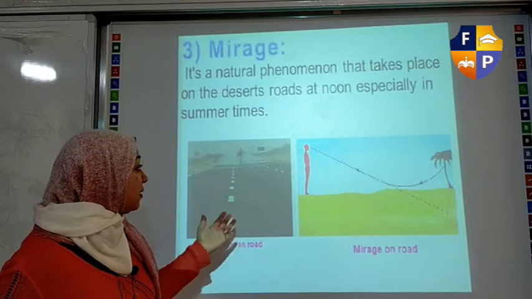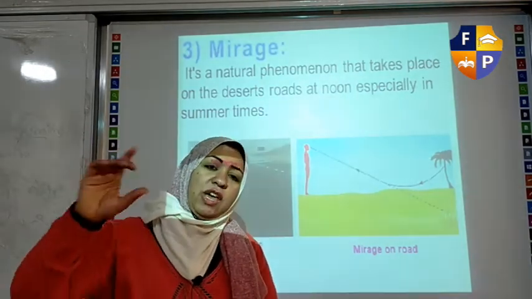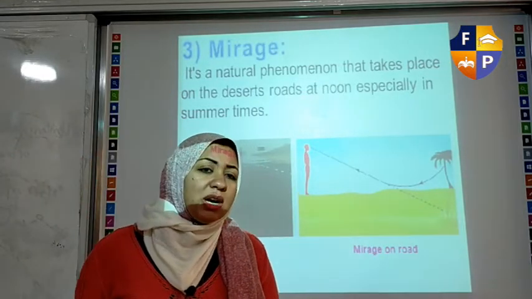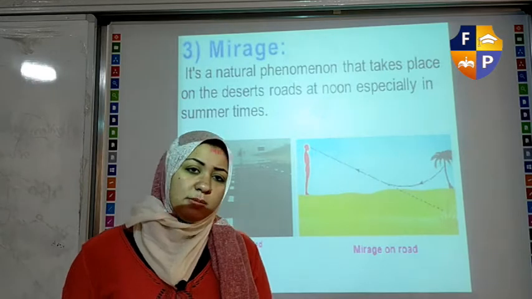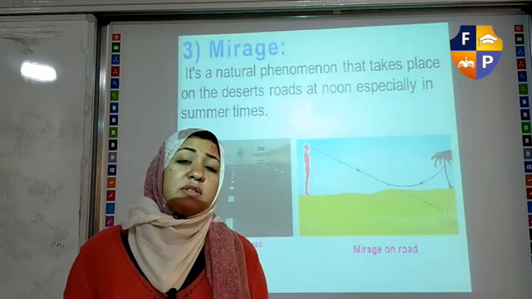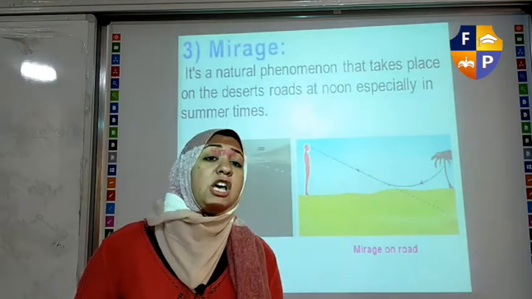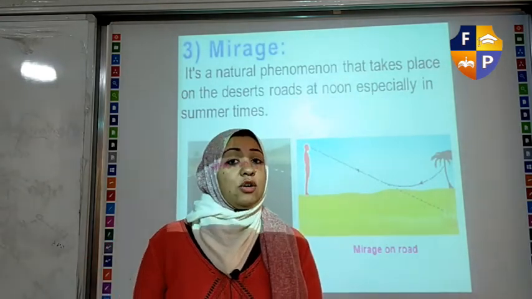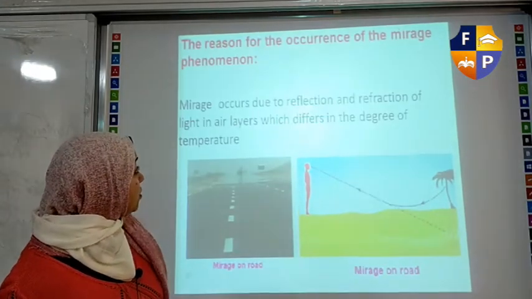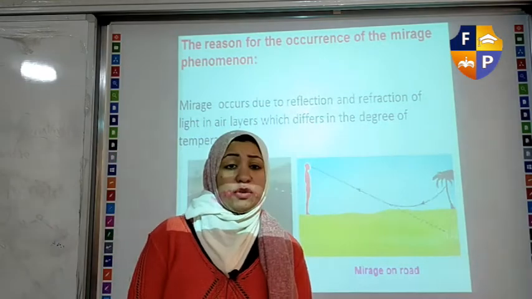What is related to the mirage phenomenon? It's related to the light refraction, as we have the upper layers of the air which have the higher temperature and the lower layers of the air which have the lower temperature. When the light of the sun falls on these two different layers of the air, of higher temperature and lower temperature, it causes the refraction of the light, and this causes the mirage. So the reason of the mirage is related to the reflection and the refraction of the light.